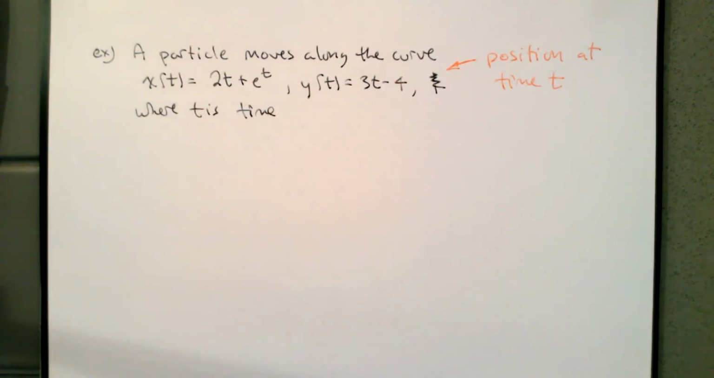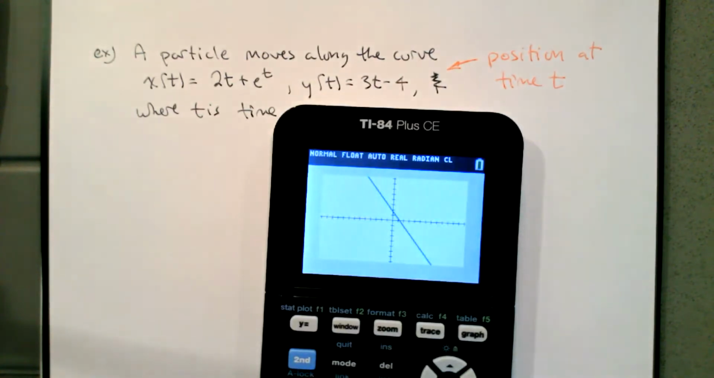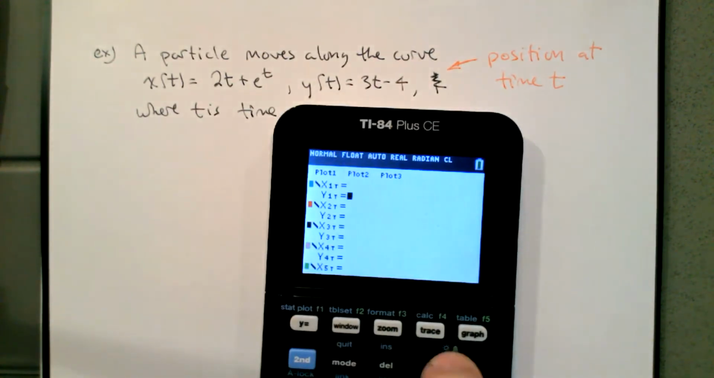So this is where derivatives are going to make their appearance. We're looking at a position at time t. So you can probably guess that derivatives are going to show up, because if I take the derivative of the position with respect to t, then we're going to get the velocity. Let's take a look at what this curve looks like. We're going to use our calculator so we can see what direction things are going in. So get rid of my line. Let's graph 2t plus e to the t, and 3t minus 4.